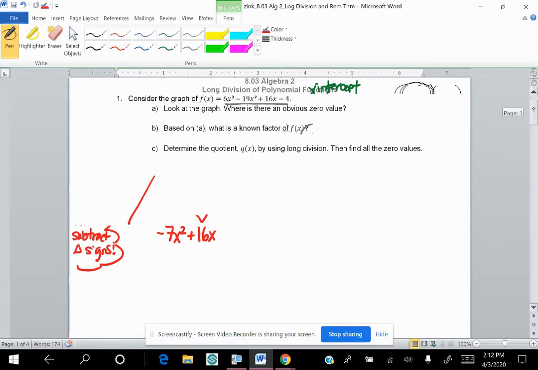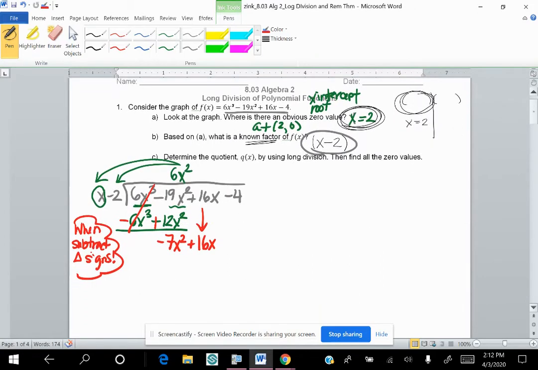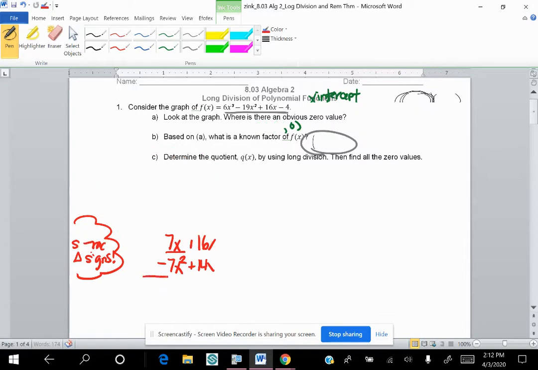Okay, there it is. So now we're going to do the same exact thing. So now I go here and I say, okay, well, I've got x. X times what gives me negative 7x squared? Well, negative 7x. So now I multiply that through using the rainbow. So negative 7x times x gives me negative 7x squared. Negative 7x times negative 2 is positive 14x.